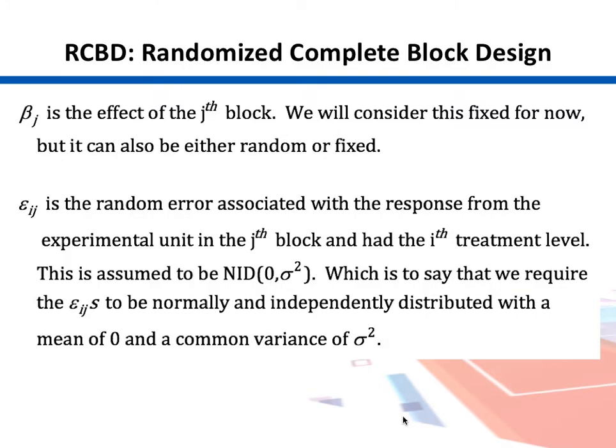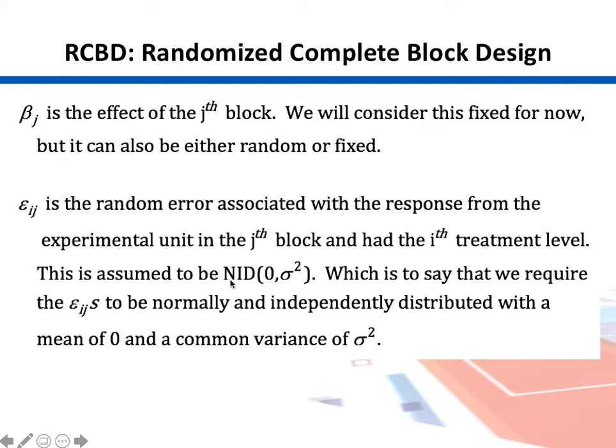Beta j is the effect of the jth block. We will consider this fixed for now, again. And Eij is the random error associated with the response from the experimental unit in the jth block and the ith treatment. This is assumed to be NID, normal and independent, and should have a mean of 0 and a variance of sigma square. These are the assumptions that should be met for the ANOVA.